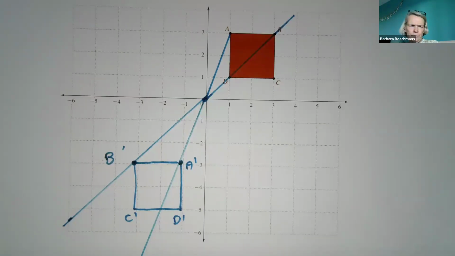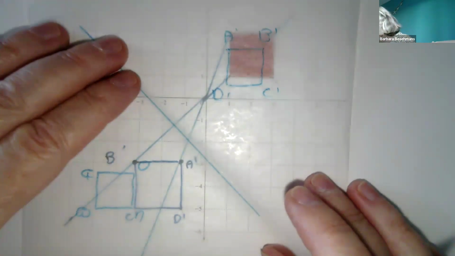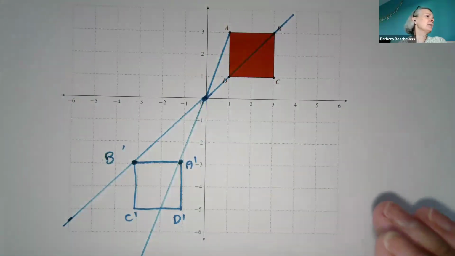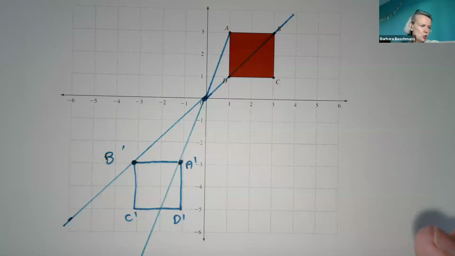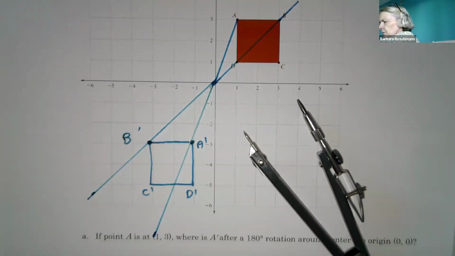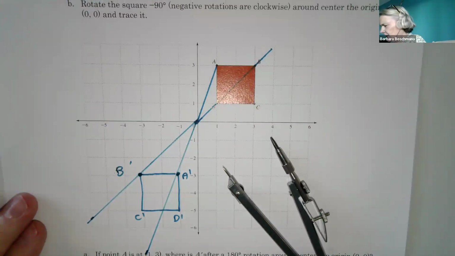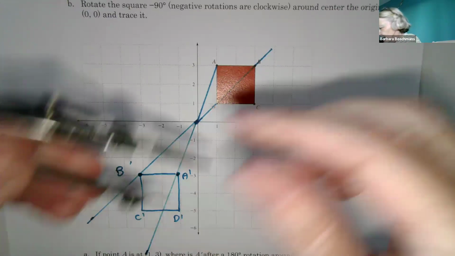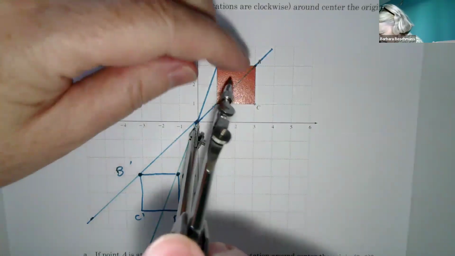I could use patty paper again. Didn't quite put that in the same spot. And I don't know if I have any extra on my desk right now. No extra patty paper. Let me do something else. Another tool we have is our compass. Compasses draw circles, right? So if I zoom out a bit, I am going to put this compass point in the center, my opening is going to be at A.